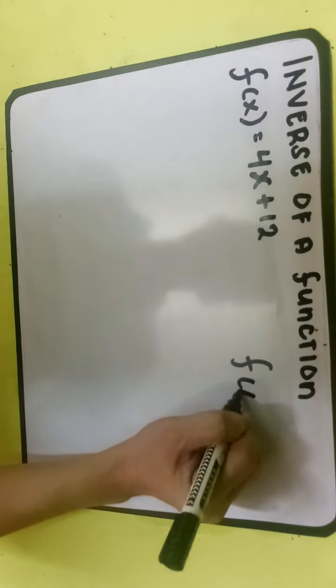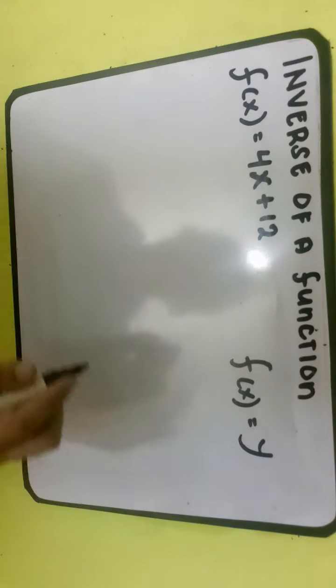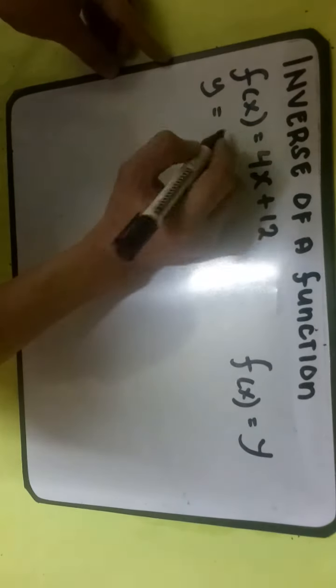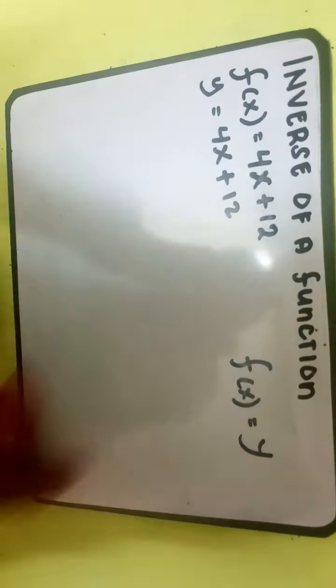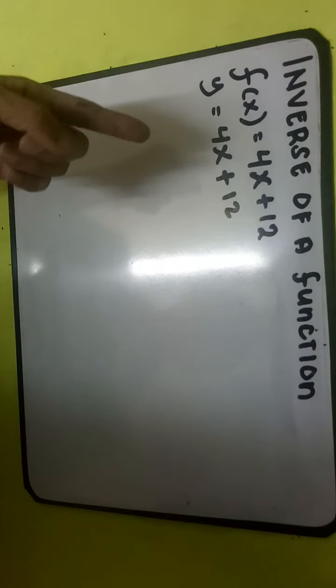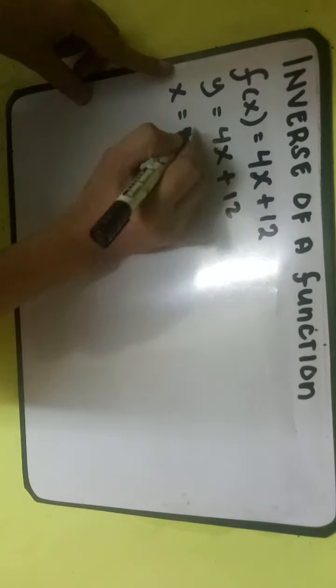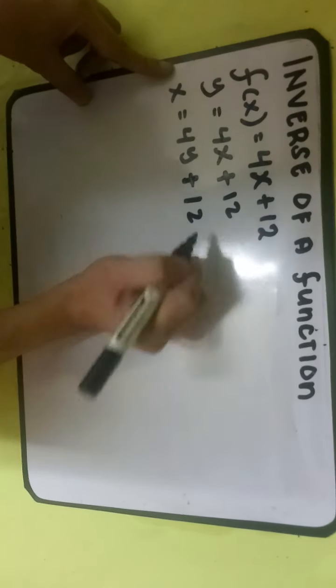Kasi di ba ang f of x or any function or any letter of x is equal to y. So we will change this as y. And then we just copy the right hand side, the expression in the right hand side, 4x plus 12. Next, y is equal to 4x plus 12. We interchange the variable. Instead of y, gawin nating x. And instead of x, gawin nating y. So si y, gawin nating x. And then 4, gawin nating y. Si variable niya, plus 12.